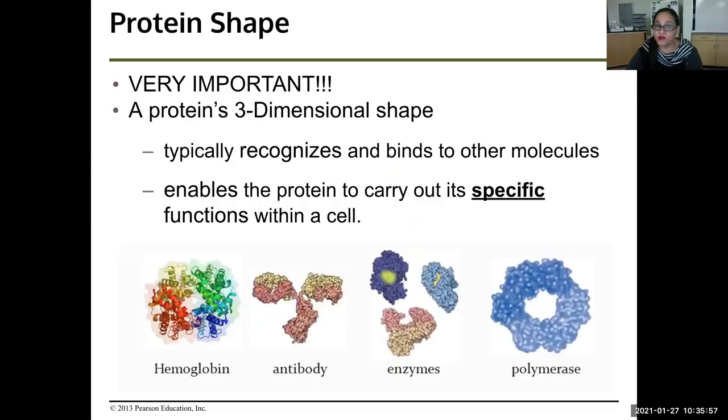Protein shape is very important. A protein's three-dimensional shape typically recognizes and binds to other molecules, and it enables a protein to carry out its specific functions within a cell. If a protein loses its shape, it's called denaturation, and it doesn't work anymore. And that is bad because we need proteins to pretty much do everything for us inside of our bodies.